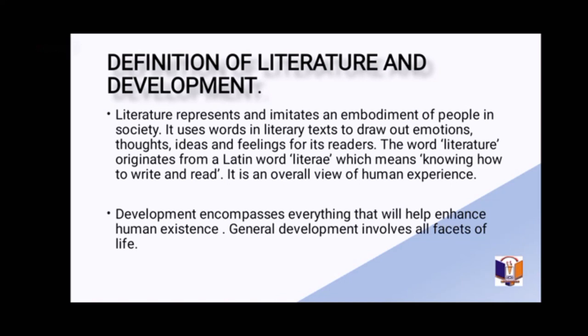Definition of literature and development. Of course, literature is imitation of society, of the people in society. It imitates an embodiment of people in society and uses words in literary text to draw out emotions, thoughts, ideas, and feelings for its readers. Literature is all about society and all about the people in society. In fact, it's an overall view of human experience.